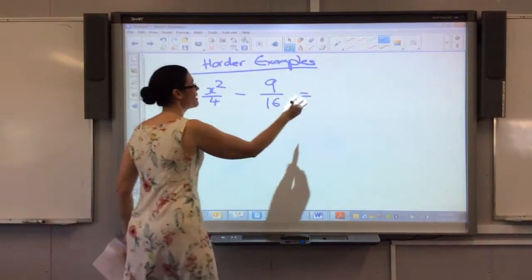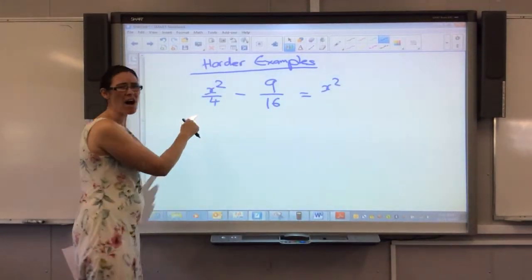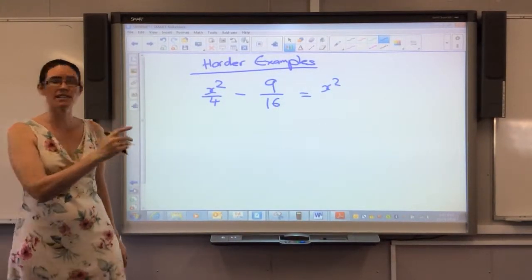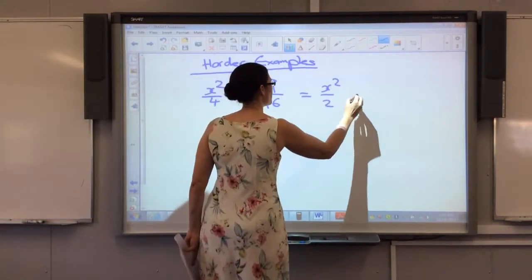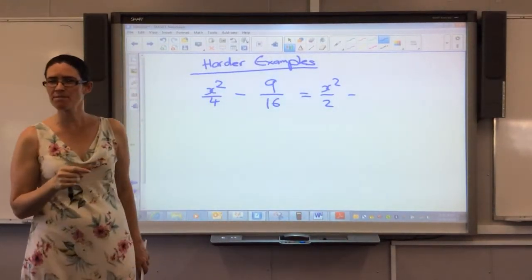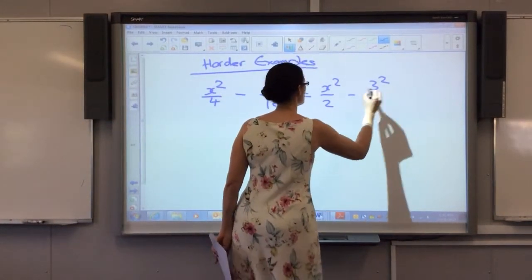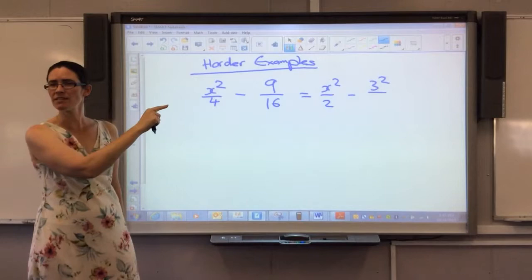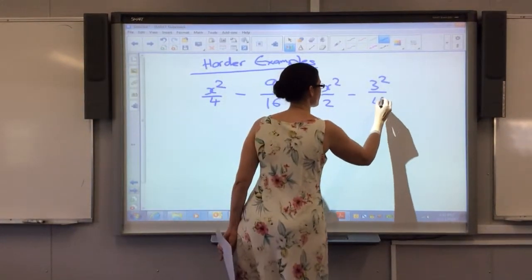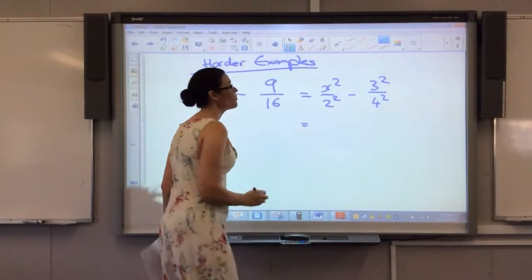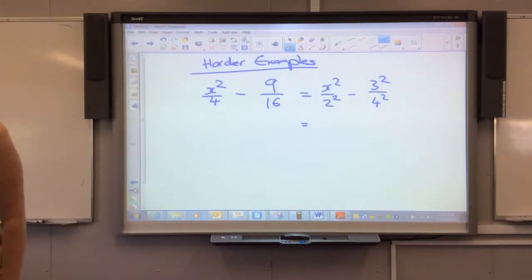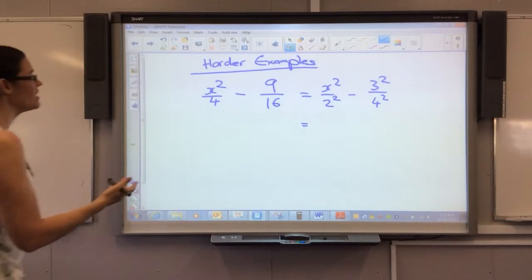X squared is x squared. 4 is just 2 squared, isn't it? 9 is what squared? 3 squared. What gives 16? 4 squared. We've rewritten them all as what they are squared. All I've done is rewrite each number as something squared. That's going to make it so much easier.